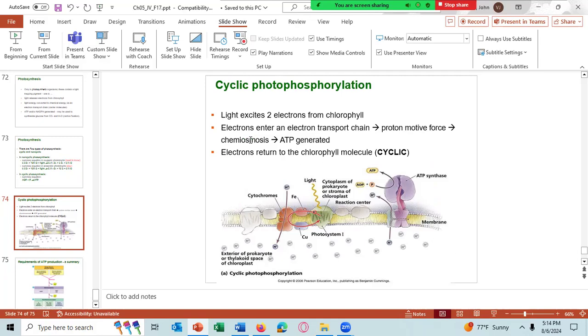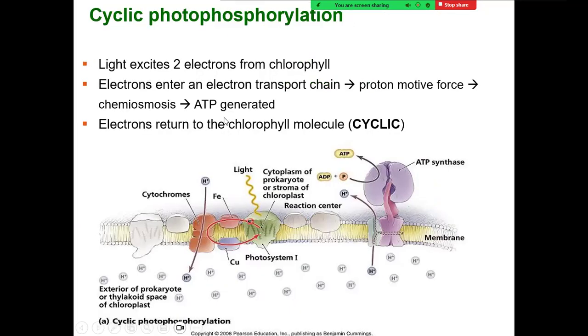Let's talk a little bit more about cyclic photosynthesis, also called cyclic photophosphorylation. Light excites two electrons from chlorophyll. Chlorophyll is in photosystem 1, and light hits the photosystem 1, which will be absorbed by the chlorophyll, and that will cause two electrons to leave the chlorophyll, and these electrons will travel in an electron transport chain, where the electron will move in this protein in a membrane, moving to that protein in the membrane, moving to that protein in the membrane, and then returning to this protein in the membrane.